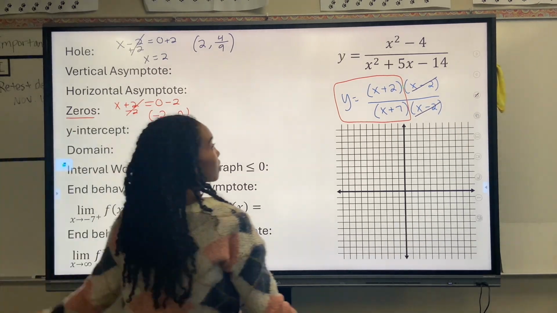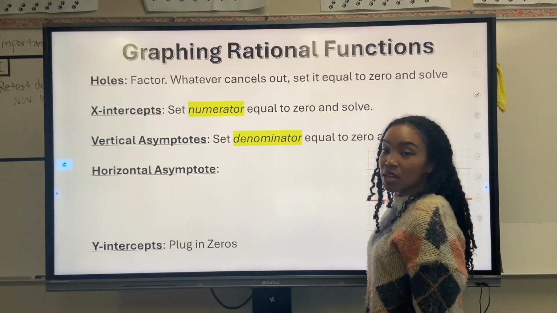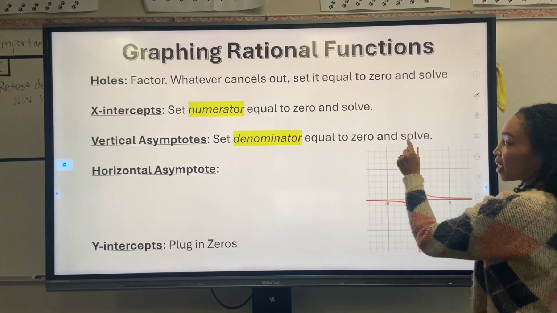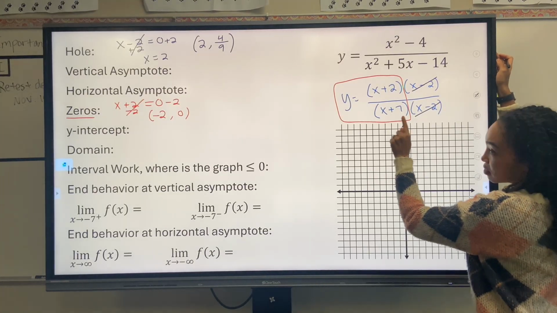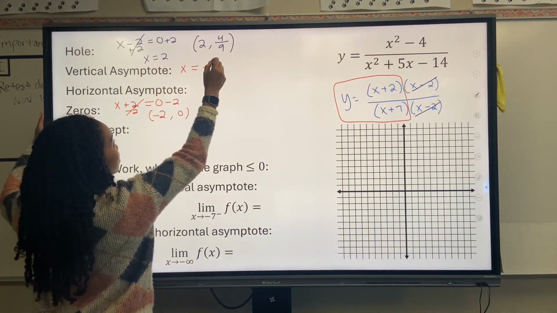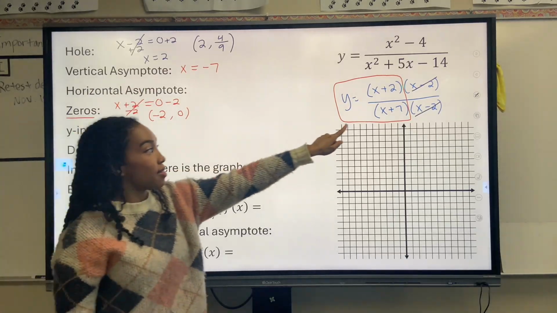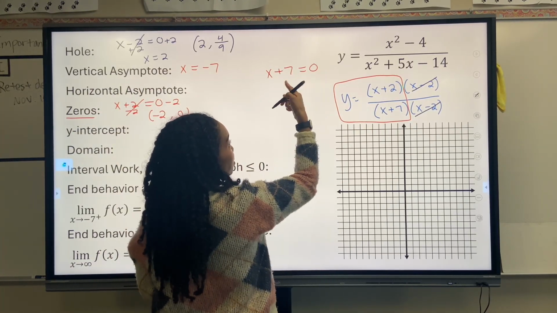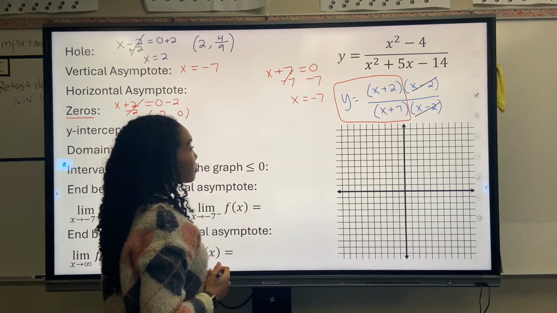Okay? Next, we're going to find the vertical asymptote. To find the vertical asymptote, you set the denominator equal to 0 and solve. So this is your denominator, x plus 7. If you set that equal to 0, you'll get x equals negative 7. That is your vertical asymptote. We set this denominator equal to 0 and you solve. So subtract 7, you get x is equal to negative 7.